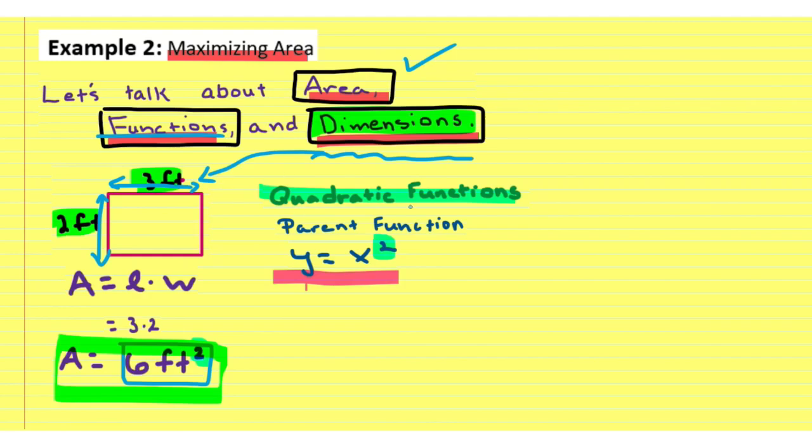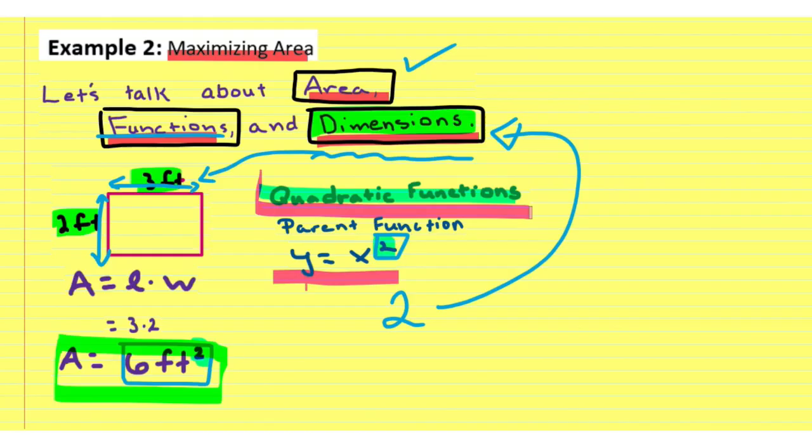So the quadratic function is y equals x squared. So that squared also is talking about two dimensions. So we need to understand that mathematically, a quadratic function can help us talk about areas in real life.